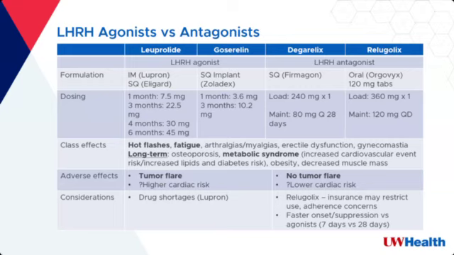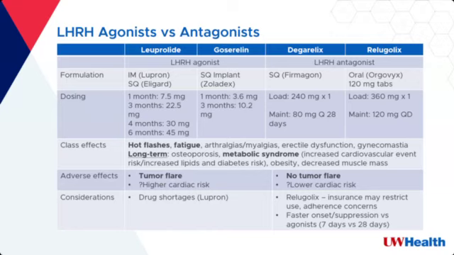I wanted to touch on a couple of differences between these classes, between the agonists and the antagonists. Like I mentioned, the agonists can have that tumor flare because of that initial surge in testosterone. So for patients who have a high burden of disease, a lot of overt metastases, this may not be the best option, or if we choose to move forward with an agonist, we do need to incorporate an anti-androgen as a lead-in, which we'll talk about in a moment.